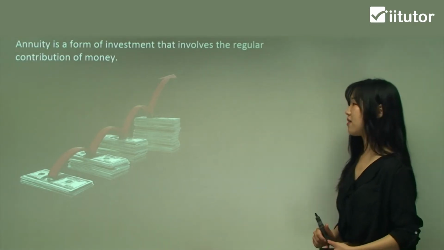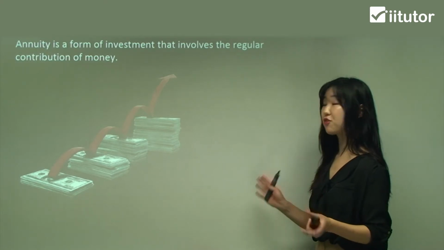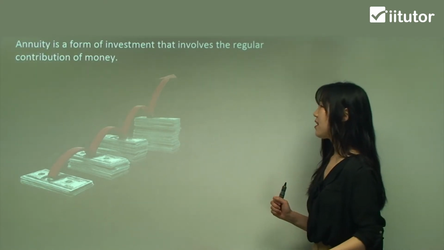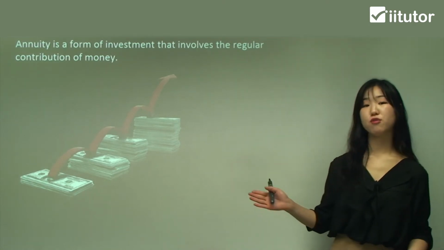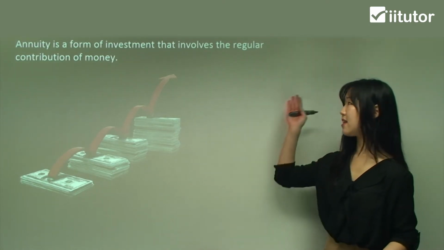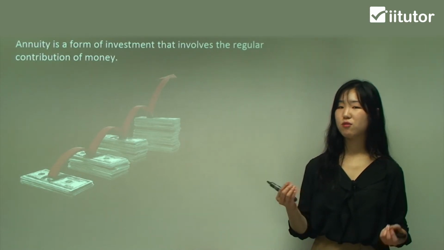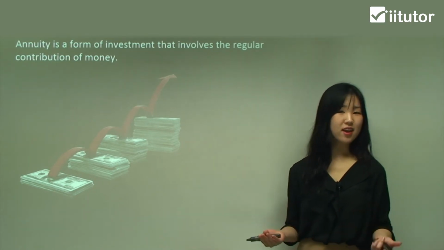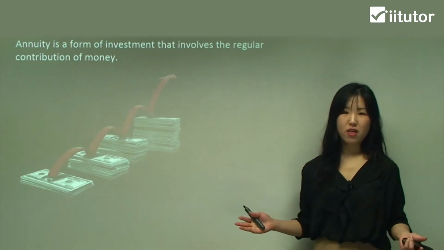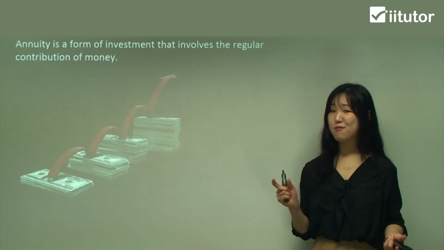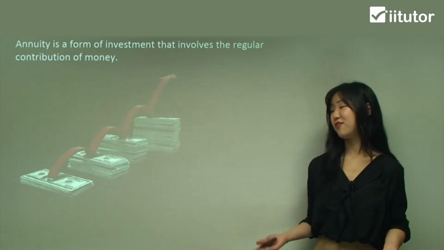Now have a look over here, guys. I'll just read you this brief example description. It says annuity is a form of investment that involves the regular contribution of money. Now the key part here is that it's regular contribution of money. So basically if you start getting a job and you earn enough money, you don't actually want to use all that up, do you? You actually want to save. Most people do want to save, don't they? And save up for something good in the future.